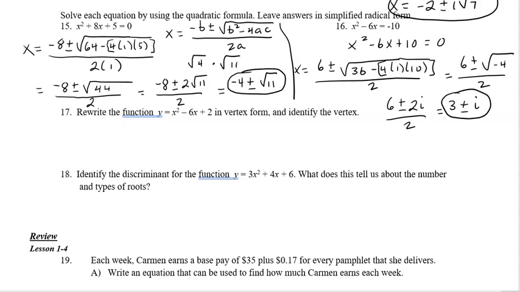And that's my answer for 16. For 17, we're taking a standard form quadratic function and changing it to vertex form. So there are some completing the square properties involved in this.